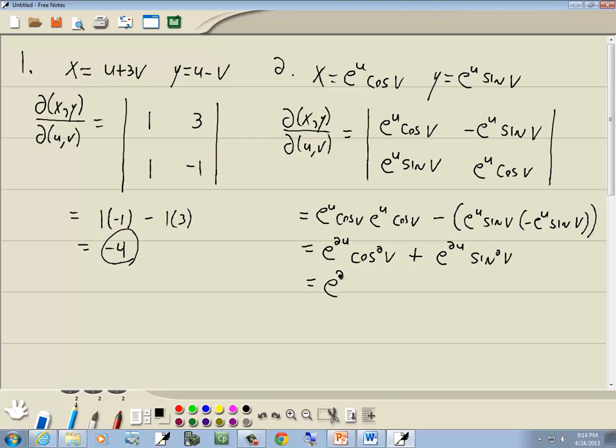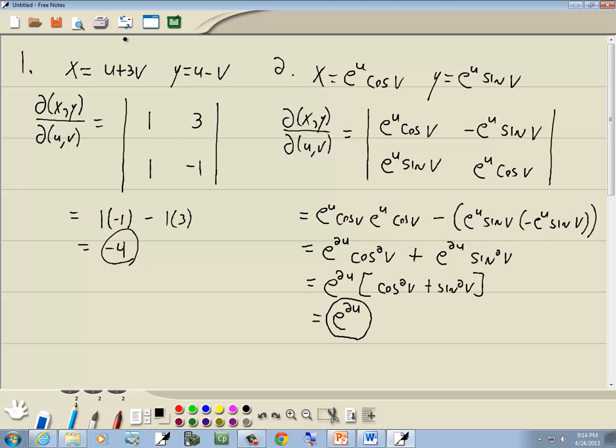Now they both have an e to the 2u, so I can factor that out, and that leaves us cosine squared v plus sine squared v, which, cosine squared plus sine squared, gives you 1. So this is e to the 2u times 1, or just e to the 2u. And that's our answer.